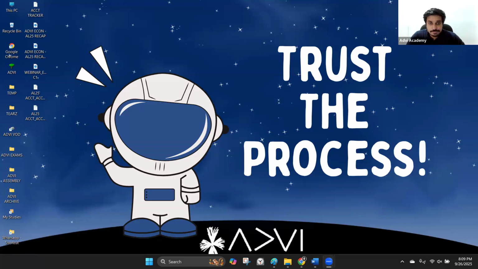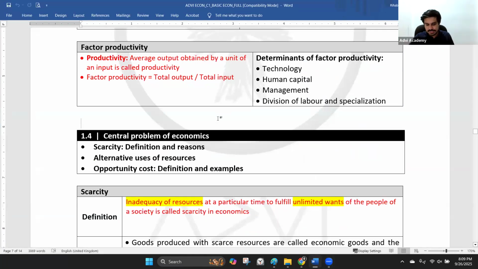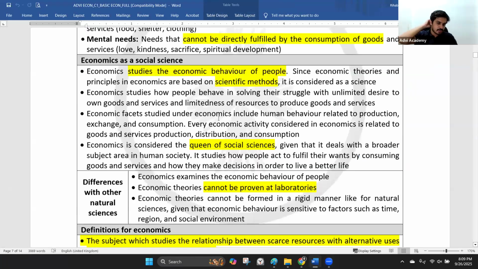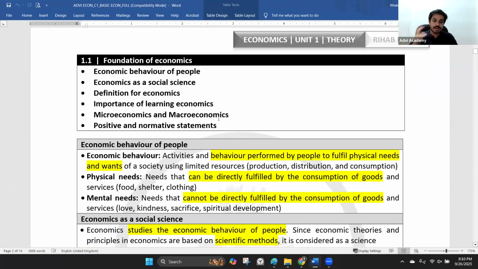We've connected again to cover some of the parts in chapter one. In terms of what we covered last week, we spoke about the beginning parts of chapter one. I think the first third of chapter one was actually covered. We spoke about introduction to econ, right? Which was these areas. So we have covered the introduction to economics or foundation of economics parts.